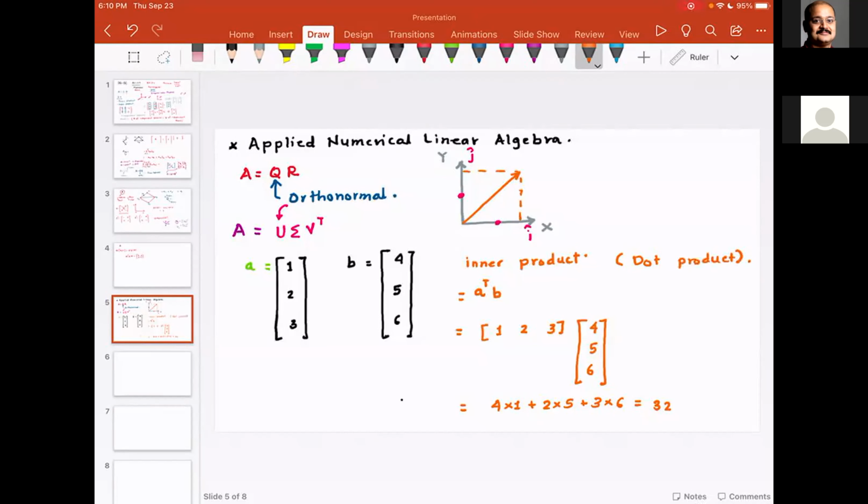Why is this called a dot product? Because please note, A is a vector, B is a vector. Which means if I look at three-dimensional space, I can physically draw this vector A and this vector B. And when I take this inner product, essentially what I'm doing is finding the projection of vector A onto vector B. Everyone understood this? That is the meaning of the inner product.